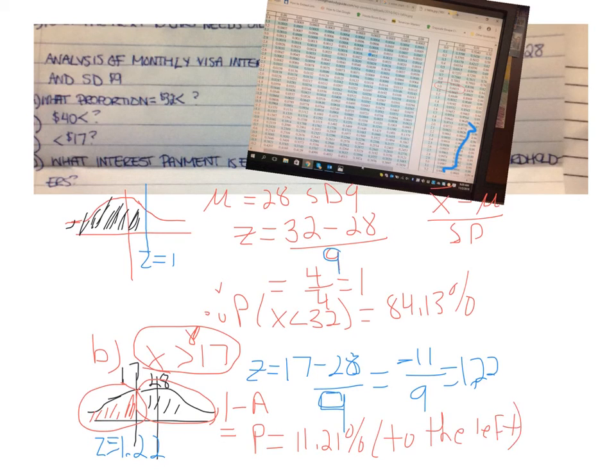The probability of being to the right of that line is really 1 minus 11.21%. I hope you can see that at the bottom of the page there. So we're really looking at 88.79% for that question, okay?